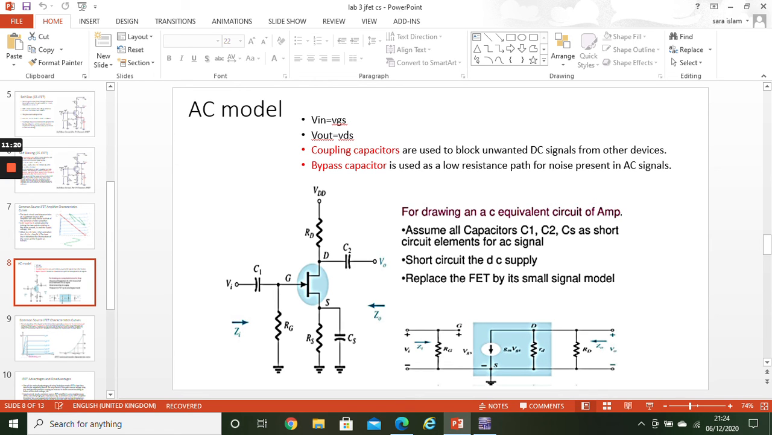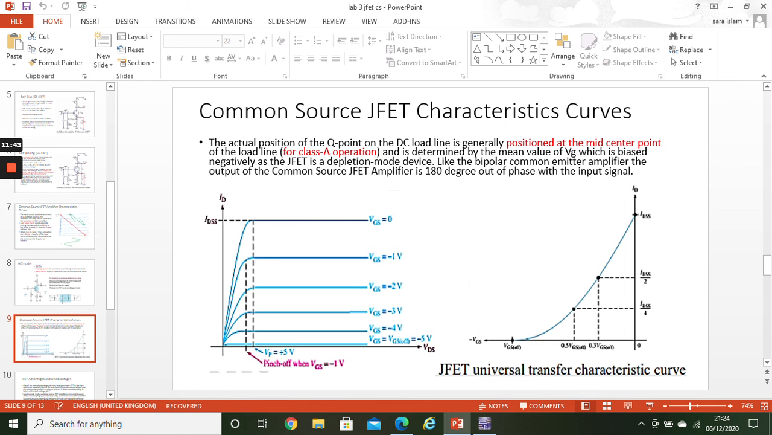So when you transform it into the AC model, this is your RG signal. Your capacitors are acting as a short circuit for your AC signal. Here comes your AC model of the transistor, and additionally there is an RD resistor. So this is your AC model of your transistor. Now you are familiar with this entire curve. Maximum current is IDSS, which is at VGS equal to 0, right? And when you decrease your VGS towards the negative side, your current decreases. So this is your load line graph.